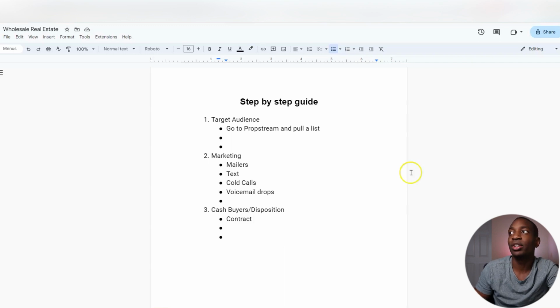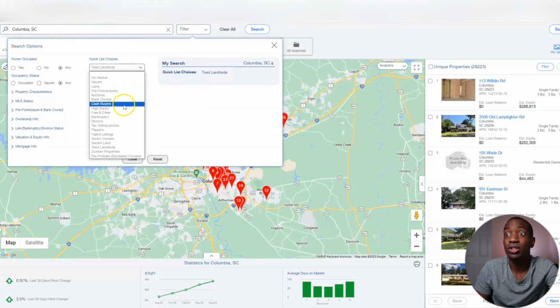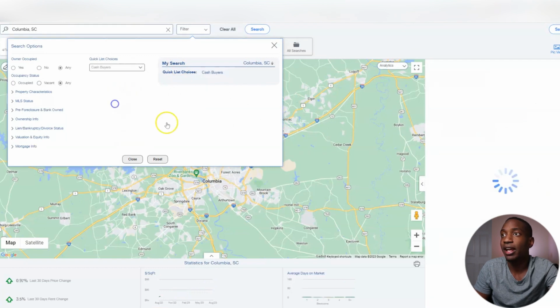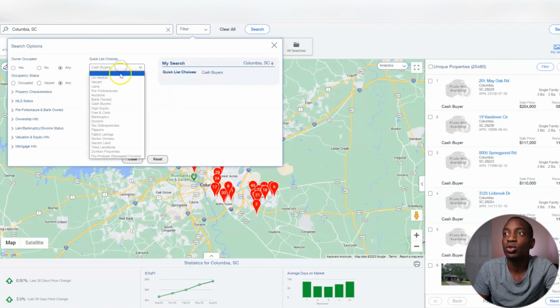Once you have that, you look for cash buyers. I actually made a video recently on finding cash buyers. One thing you can do is just go here and look up cash buyers. Boom, you have 20,000 cash buyers. But I usually like to drill into it.